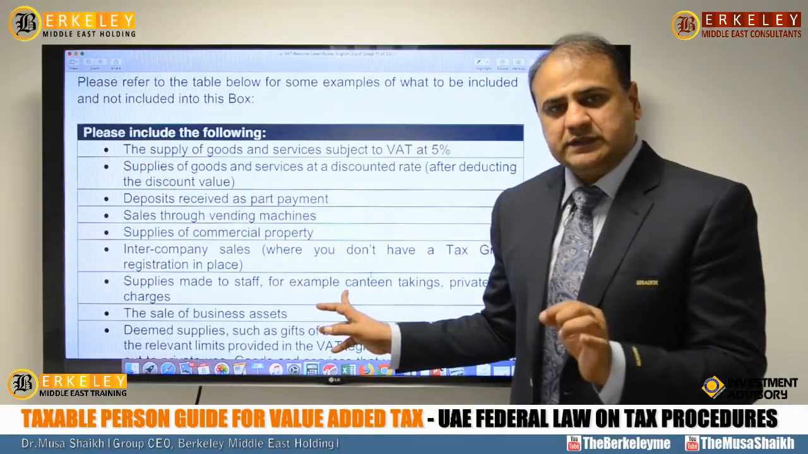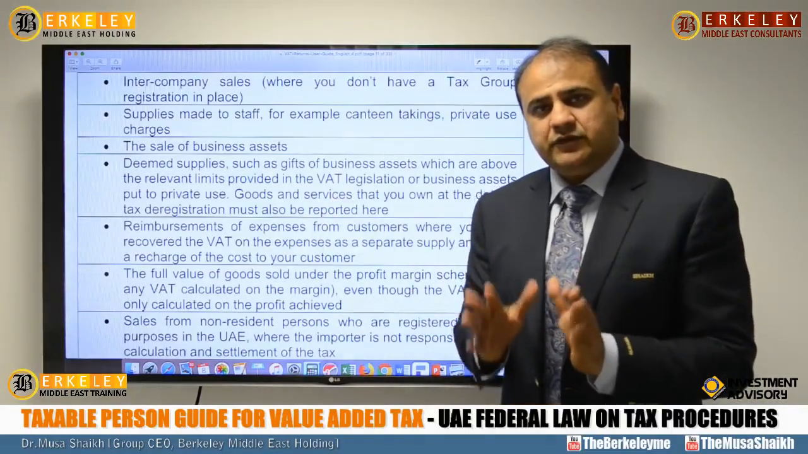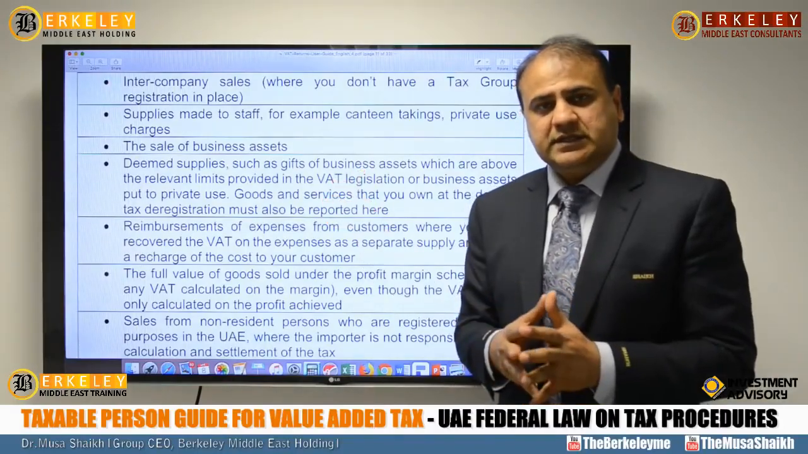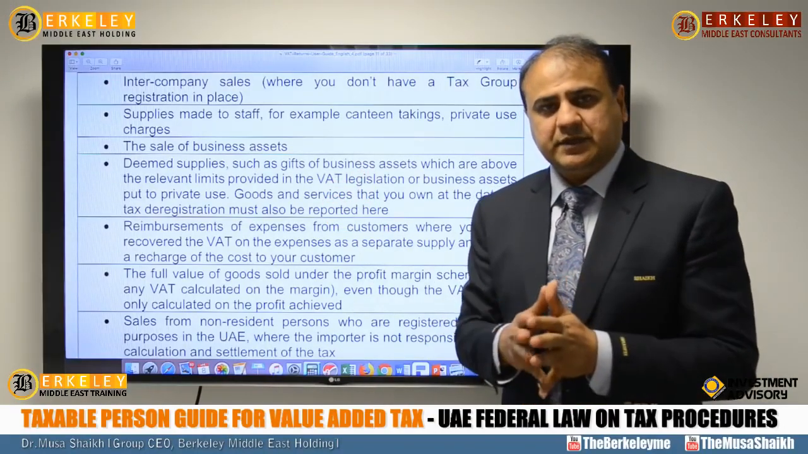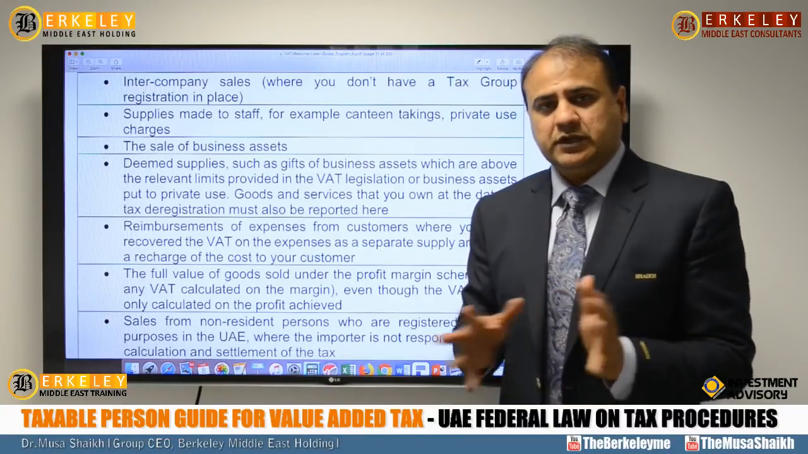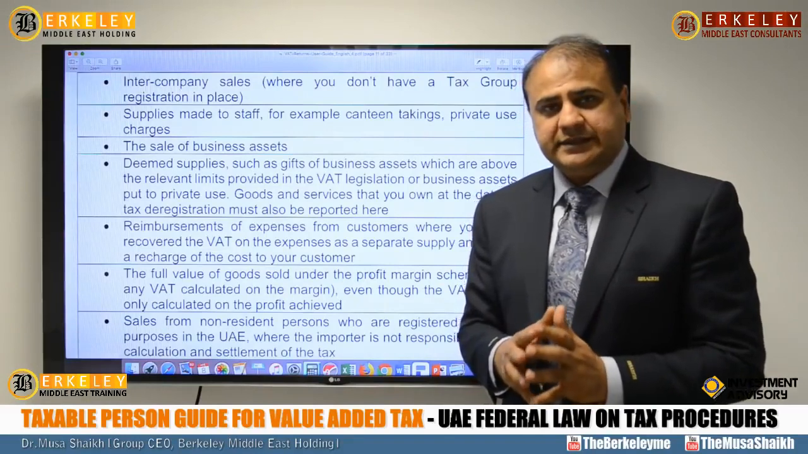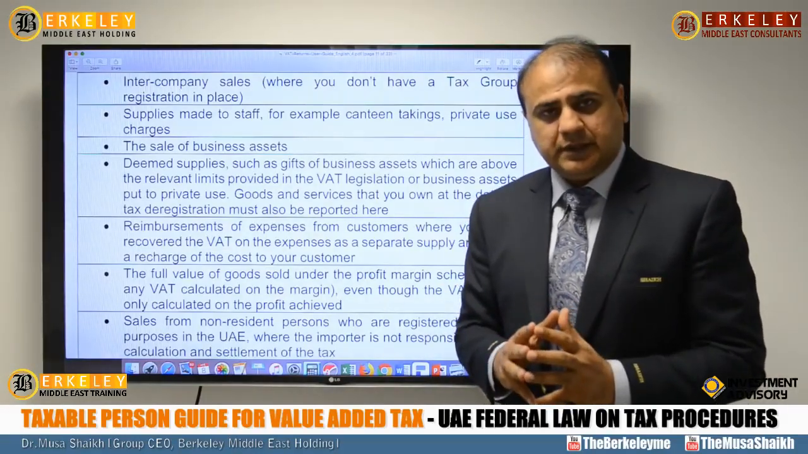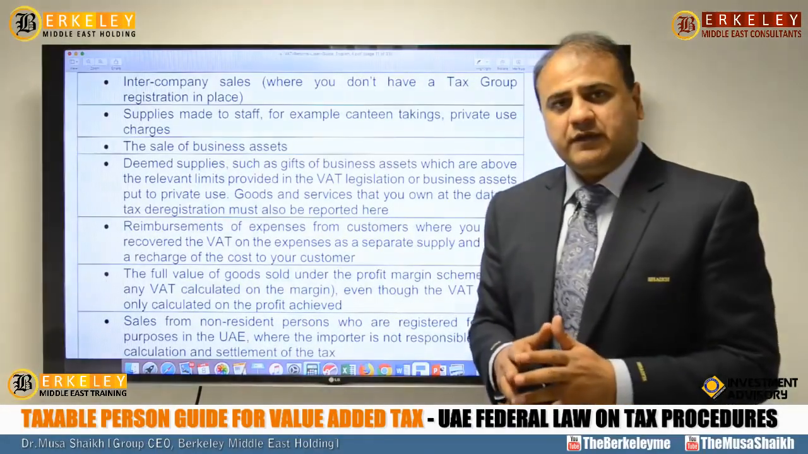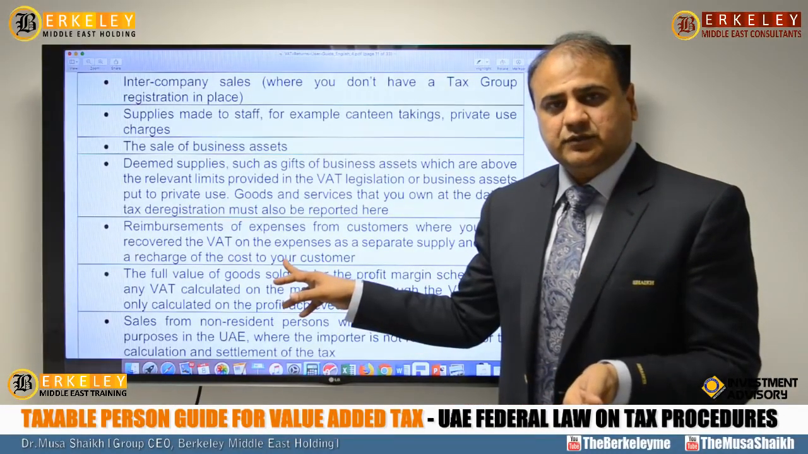Any supply made to the staff, like cafeteria, canteen, private use of these charges. If you sell any of your business assets, deemed supplies such as a gift of any business asset which is above the threshold of the acceptable gift, or any business asset that is held for private use, not for commercial purposes. Goods and services that you own at the time of tax deregistration must also be reported on that date. Reimbursement of expenses from the customers, where you have recorded the VAT on the expenses as a separate supply, make a recharge to your customer.